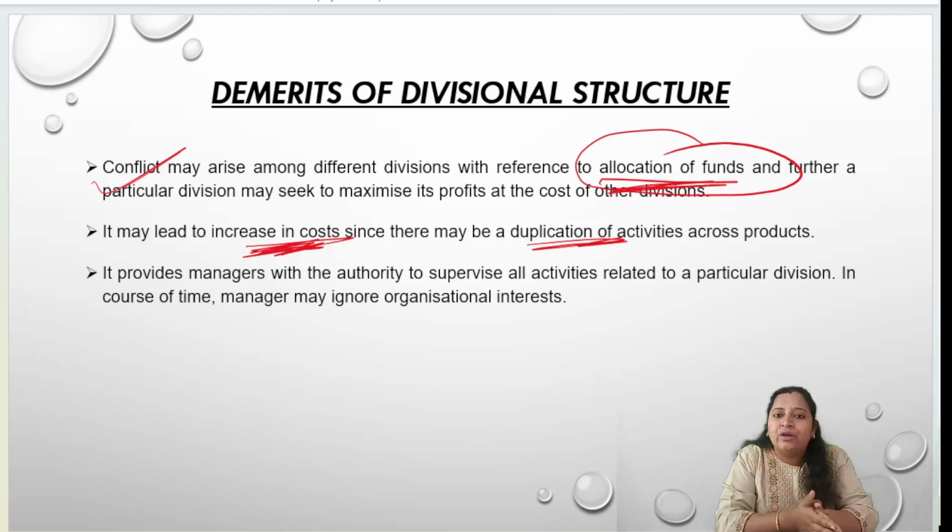If you are going to do it again and again, what happens? The cost will be more. It increases the expenditure of your organization. So that is one of the major disadvantages of this divisional structure.